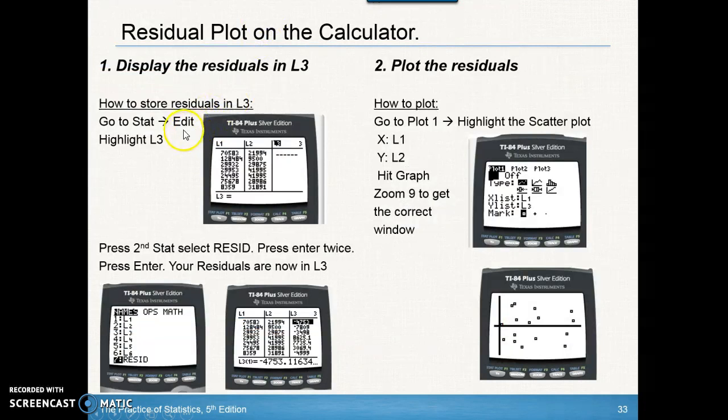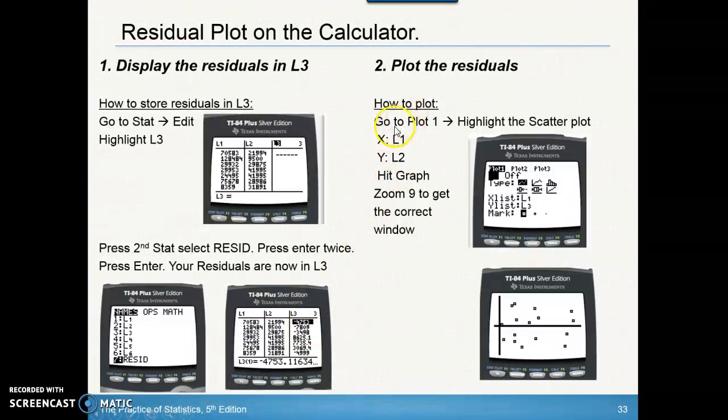So how can you do the residual plots on your graphing calculator? It will actually graph them for you so that you'll be able to tell whether or not a line is linear. So you're going to go to Stat, Edit, put your data into List 1 and into List 2. Then you're going to press Second, Stat, and then you're going to go down to number 7 where it says Resid. Now press Enter twice and then press Enter again. Your residuals are now going to be listed in list 3, okay?